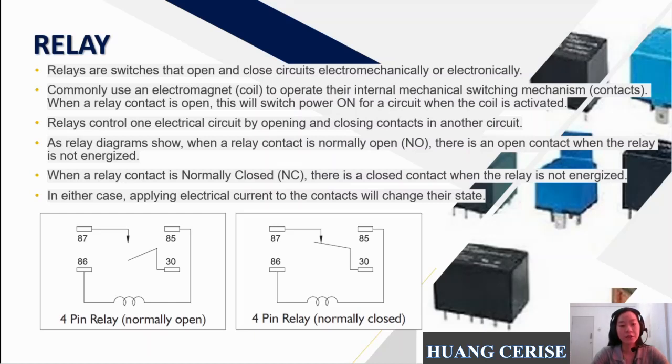From the left diagram, you can see that when a relay contact is normally open, there is an open contact when the relay is not energized. On the right diagram, when a relay contact is normally closed, there is a closed contact when the relay is not energized. In either case, applying electrical current to the contacts will change their states.